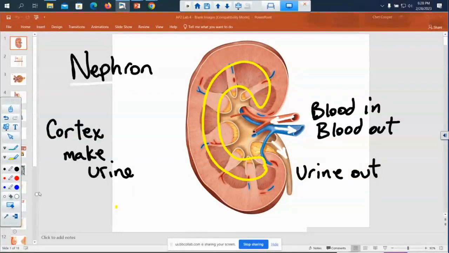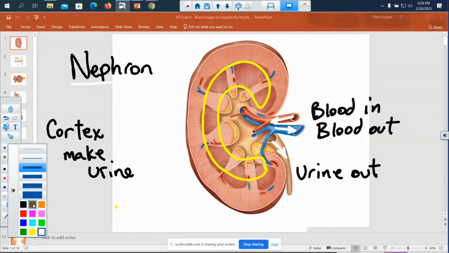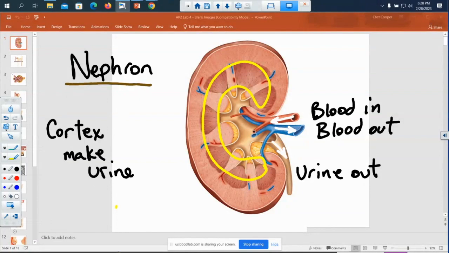The nephron, oops, that white pen didn't work so good. The nephron is in the cortex mostly, where we make urine, and it is tiny, it is microscopic. You don't see it in this picture, okay? The next few pictures, in a little bit, after we do the blood vessels, are going to be all about the nephron. We're going to spend a good amount of time learning the nephron.